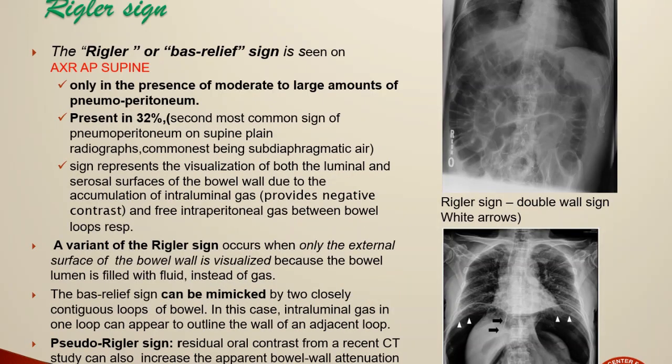But coming to the two important signs, the Rigler or the bas relief sign, which is seen on a supine AP view. And what are we talking about? This is basically seeing both edges of the intestinal wall, the inside and the outside.